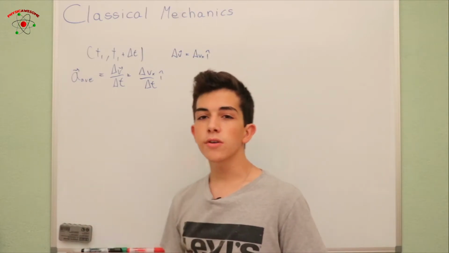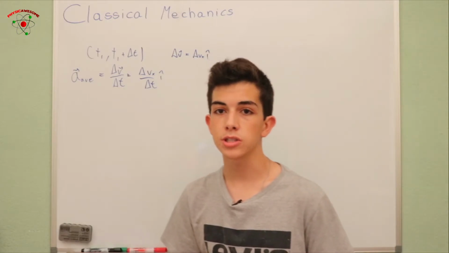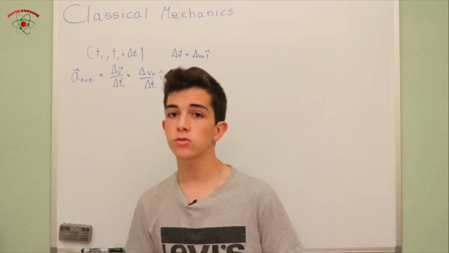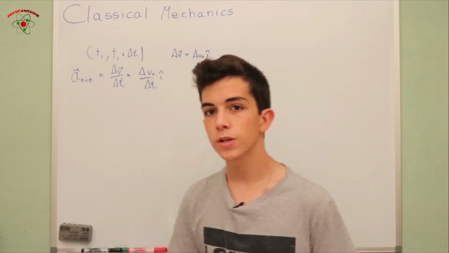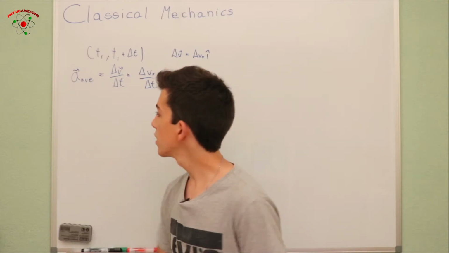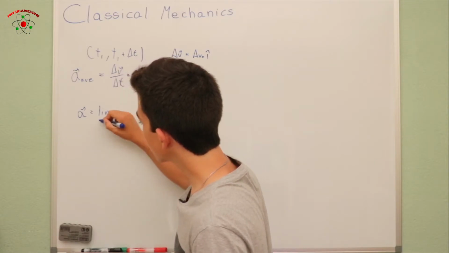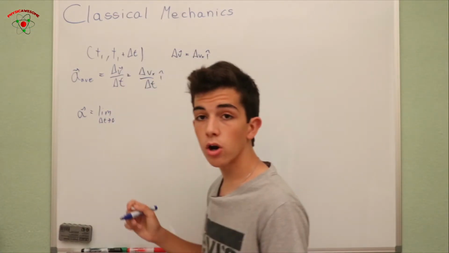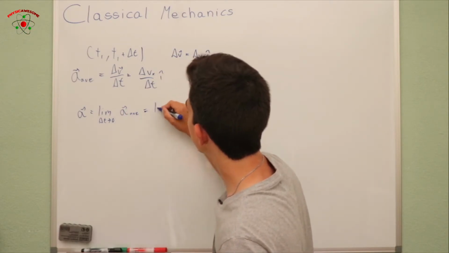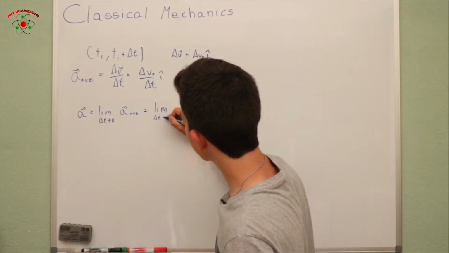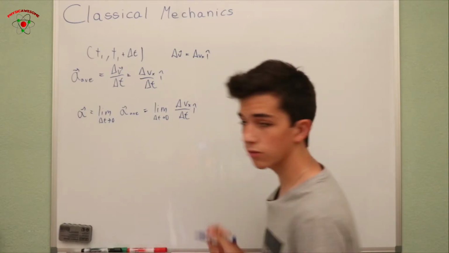Now, this notion of average acceleration is not going to be as used as that of average velocity, and it is much more interesting to analyze the notion of instantaneous acceleration. In the same way as we did before, instantaneous acceleration is going to be equal to the limit in which delta t goes to 0 of average acceleration. And this is going to be the limit in which delta t goes to 0 of delta vx over delta t in the i direction.